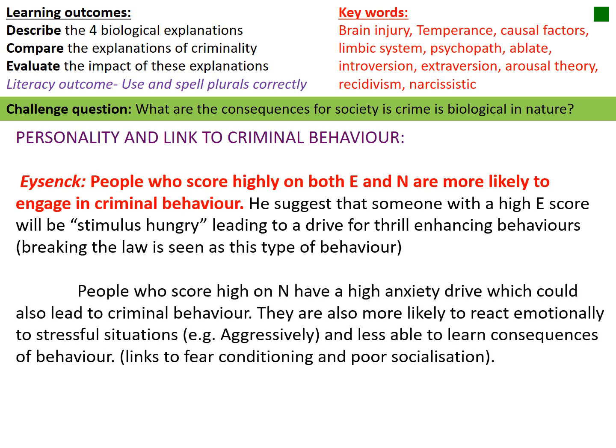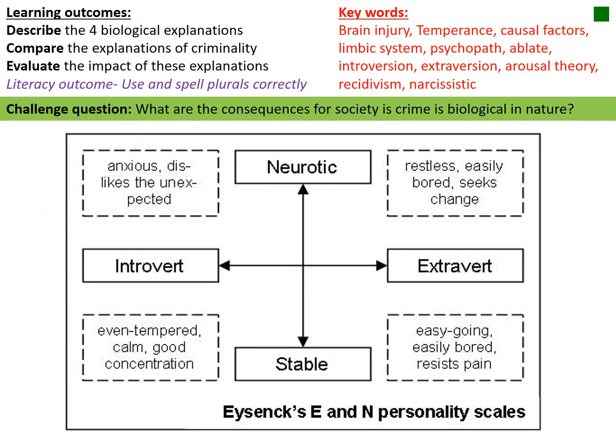Now, people who have high neurotic scores also have high anxiety drive, which can lead to criminal behaviour. So this might mean that they react emotionally to stressful situations, like we just talked about, but this emotion might come out as aggression, for example. Equally, because they're less able to learn from the consequences of their behaviour, they might be less responsive to situations where they've got the police arriving, for example, or where they've got a particular behaviour that they know will have a certain consequence. They might not be as aware of that.